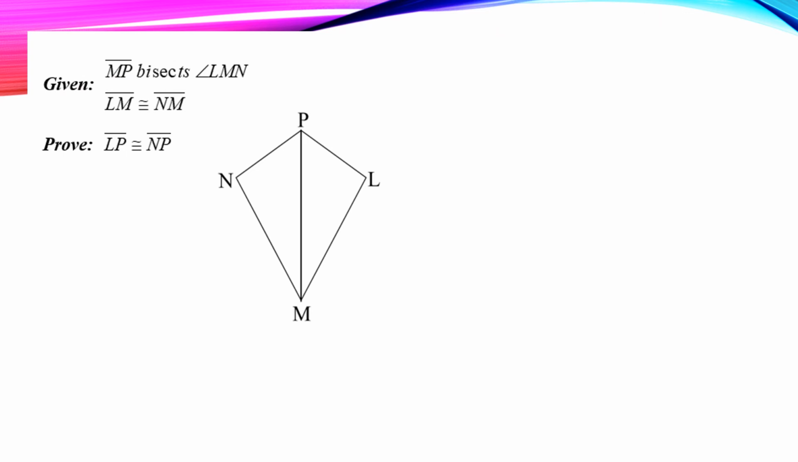So then the last one, MP bisects angle LMN. Think back to chapter 1. The word bisects means it cuts that thing into two equal parts, which means that these two angles here are congruent. And then LM is congruent to NM. So right away, the easiest thing here is going to be side angle side. So I know that PM is congruent to PM by the reflexive property.